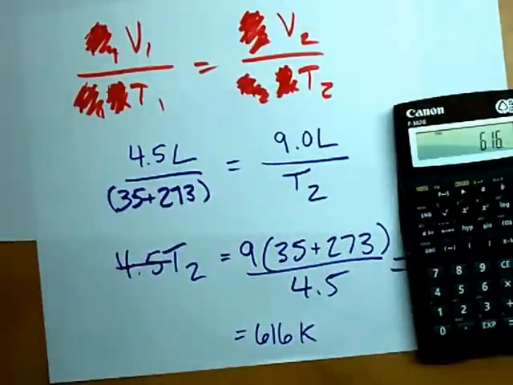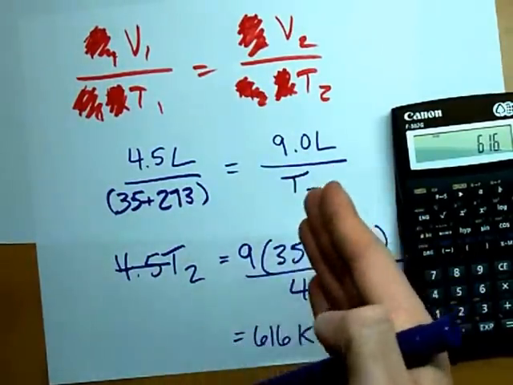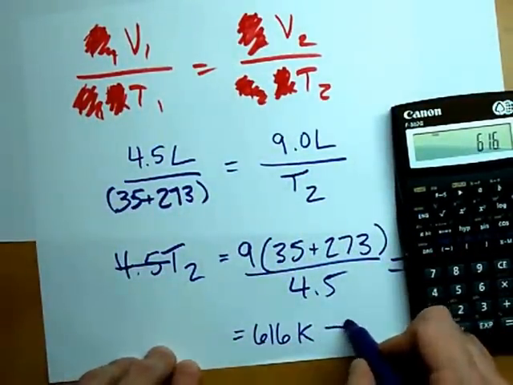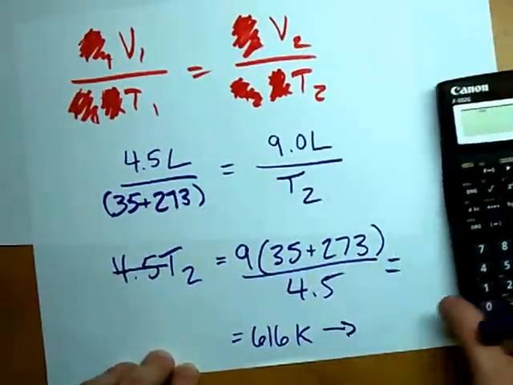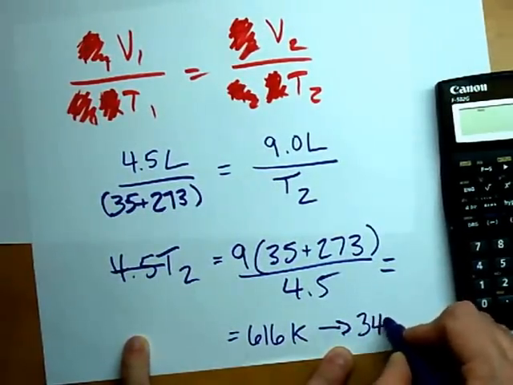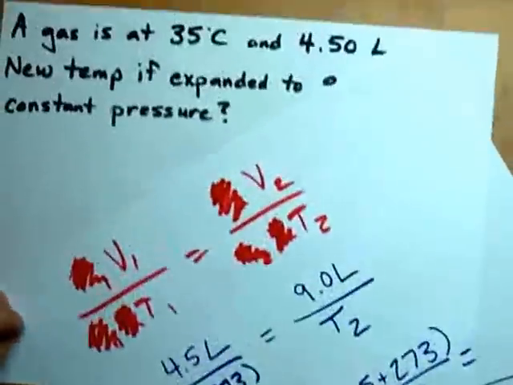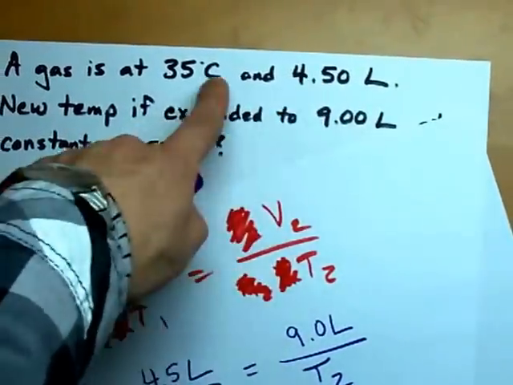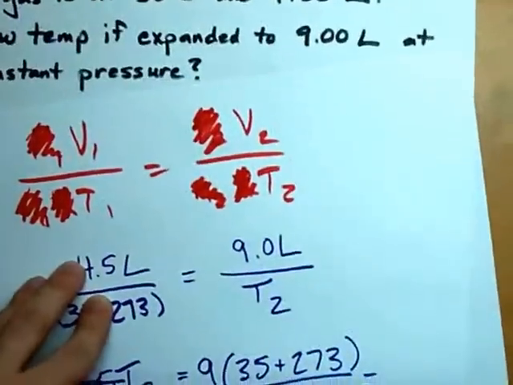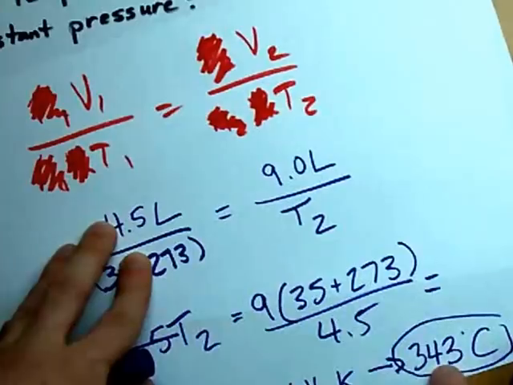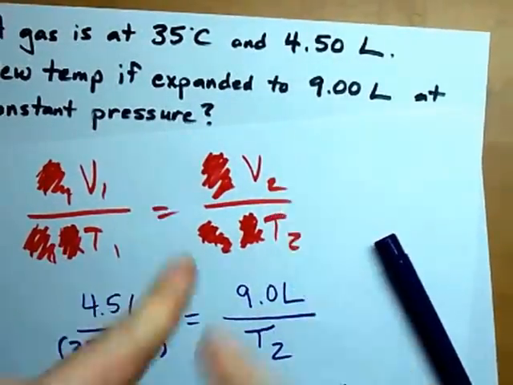Now that's in Kelvin, remember. We solved for T, and T is always in Kelvin when you're doing gas stuff. To put it in Celsius, you subtract 273, and I get an answer of 343 degrees Celsius. So, the answer is, if I start with 4.5 liters of gas at 35 degrees Celsius and it expands to 9 liters, the temperature becomes 343 degrees Celsius, as long as the pressure stays constant. Best of luck.